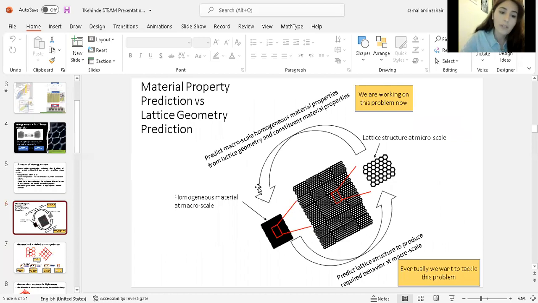Right now, we want to predict the macro scale properties from the lattice architecture. Eventually, we do want to get to a point where, given the target mechanical properties at macro scale, we are able to identify potential lattices which are best suited for the target properties.